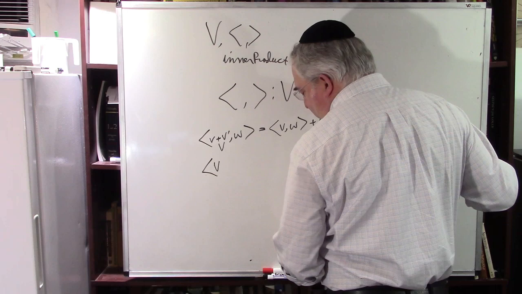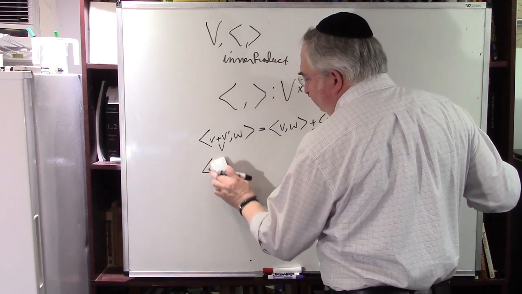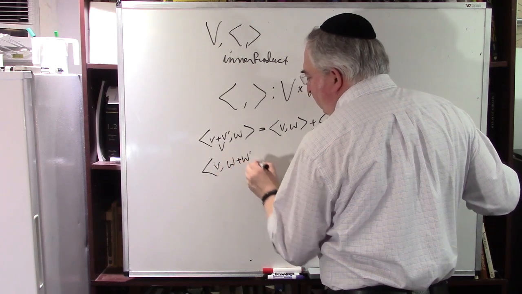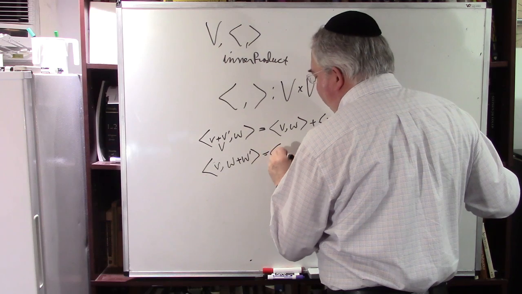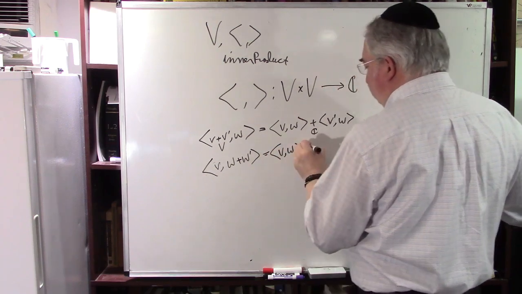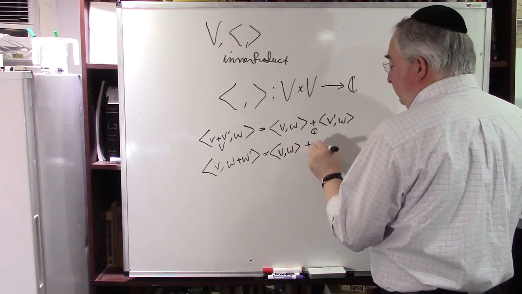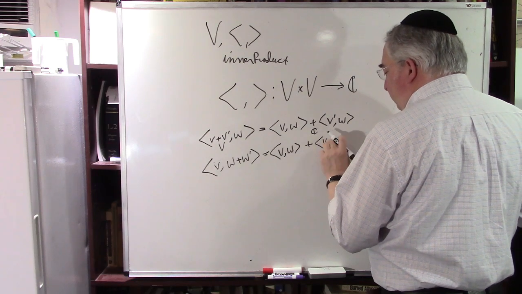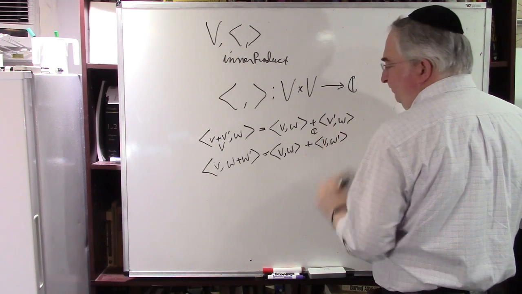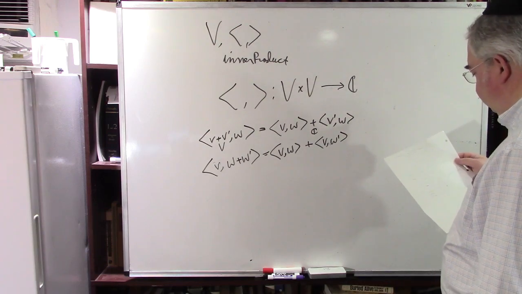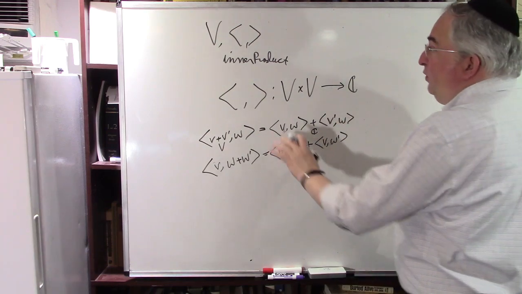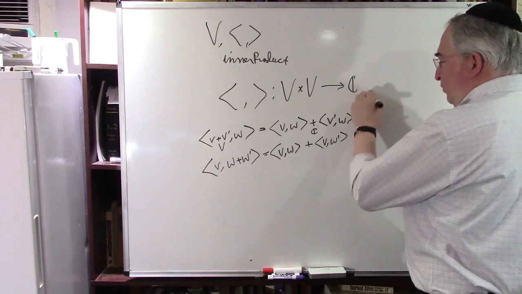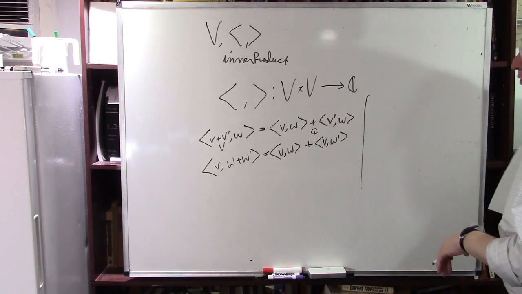So let's just write it out. Little v, comma, w plus w prime is equal to v, comma, w plus, again, that's in complex numbers, v, comma, w prime. Okay, so that's how the inner product gets along with the addition of the vector space. Guess what we're going to ask now? How does the inner product get along with the scalar multiplication?